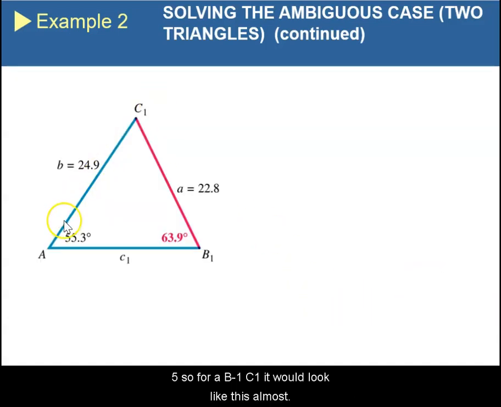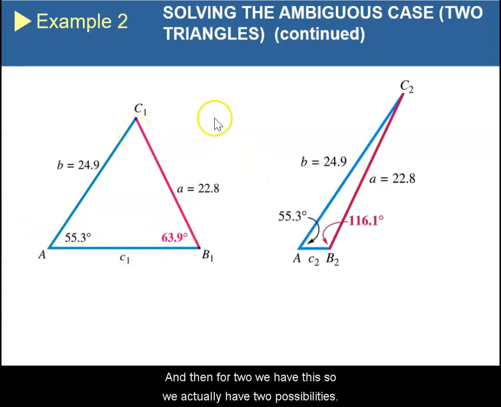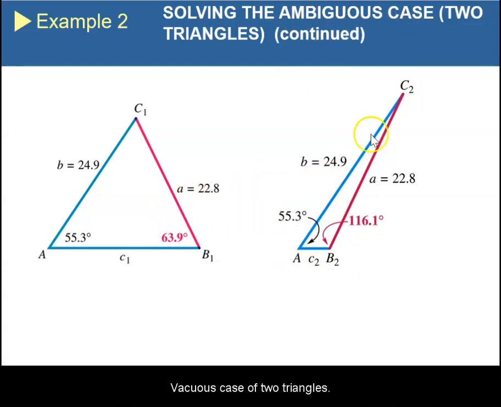So for A, B1, C1, it would look like this, almost isosceles, because this angle and this angle were very, very close. And then for 2, we have this. So we actually have two possibilities, right? Ambiguous case of two triangles.